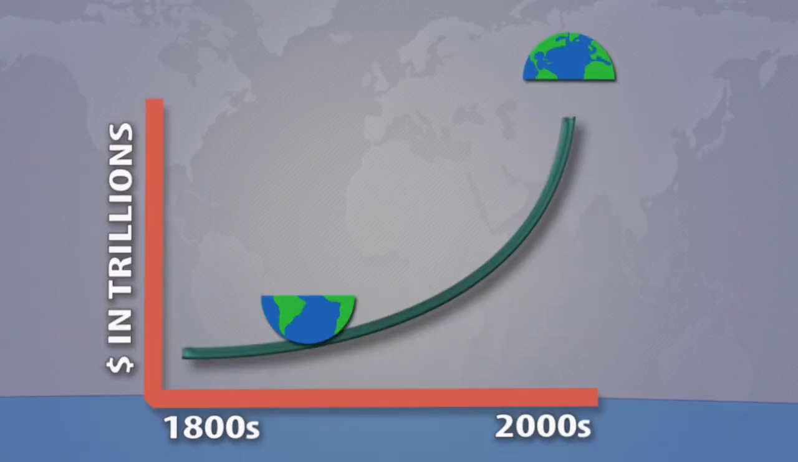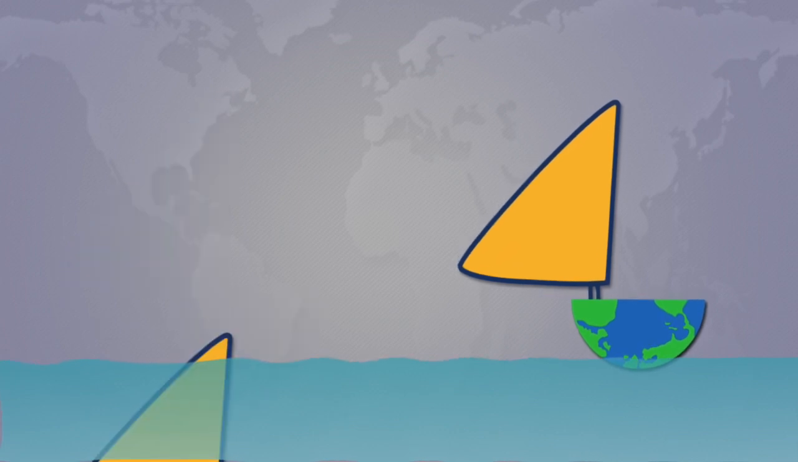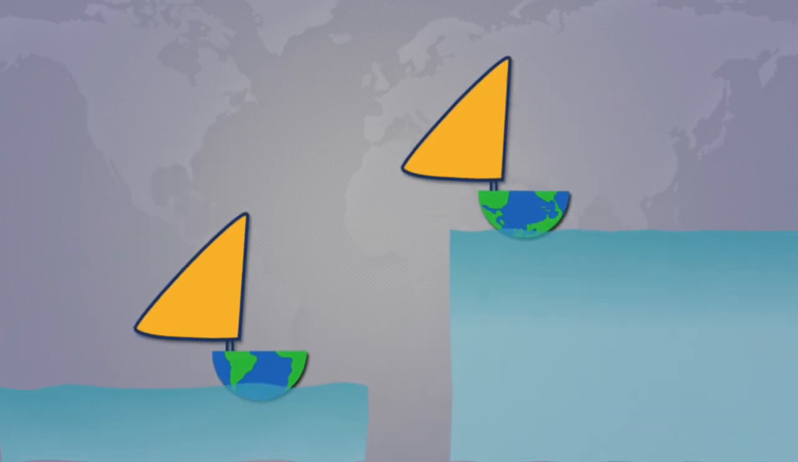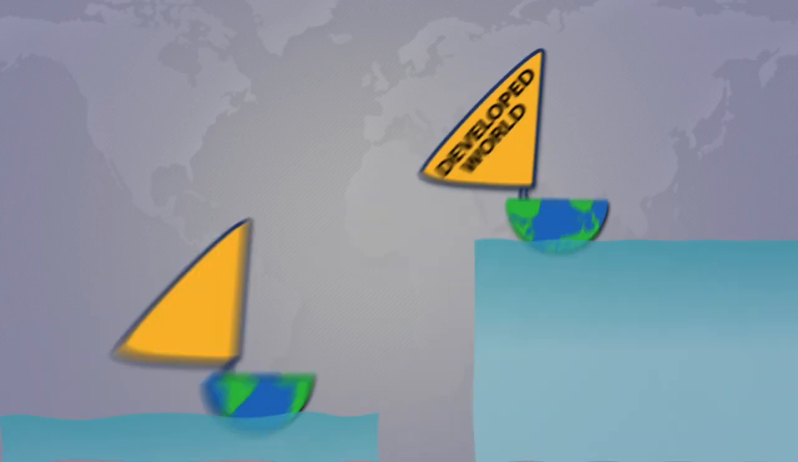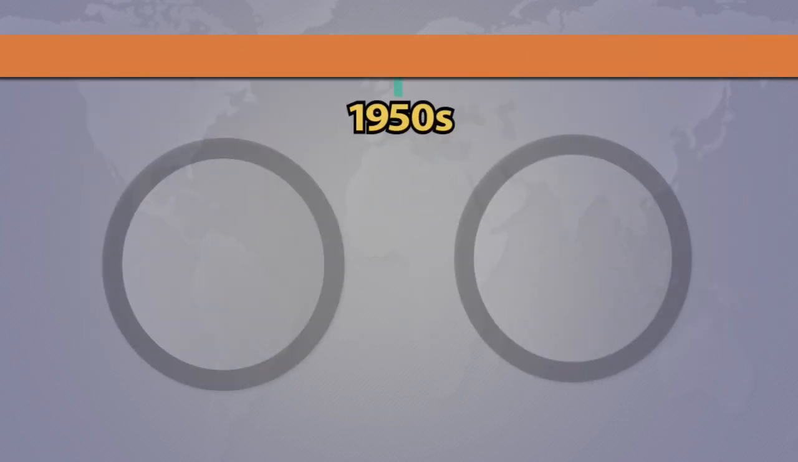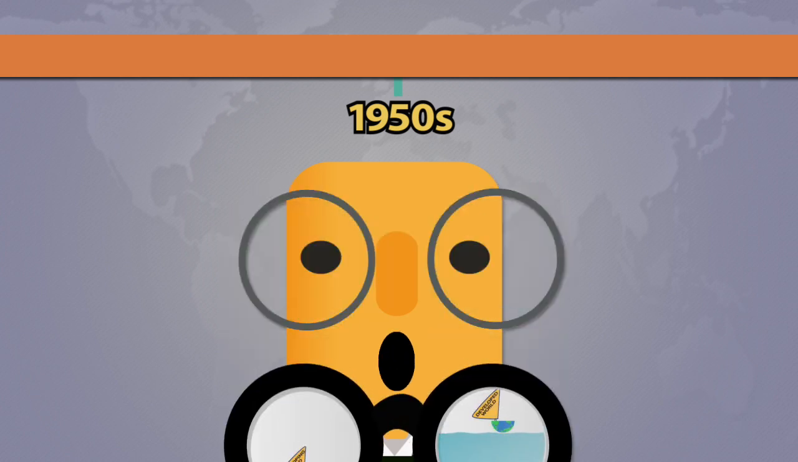It wasn't global. You know the saying, a rising tide lifts all boats? Didn't happen. In fact, it looked like two entirely different tides, one for the developed world and one for the developing world. Now, by the 1950s, the disparity between these two tides was so severe, the developed world finally took notice and decided something had to be done.